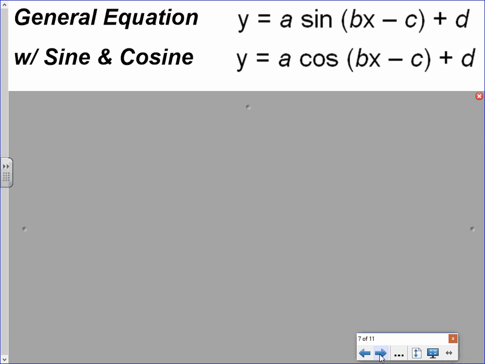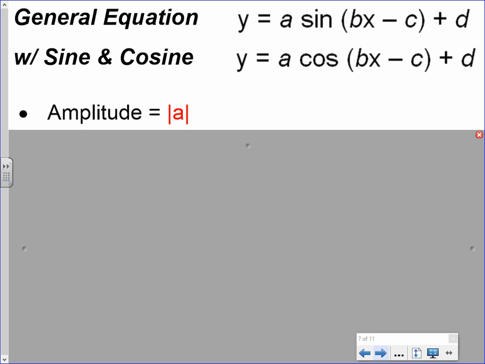The amplitude. Whatever number in front of the sine or cosine is going to be your amplitude, as long as you take the absolute value of it. Amplitude has to be positive because it's referring to a height. It is possible for A to be negative. Let's talk about that.